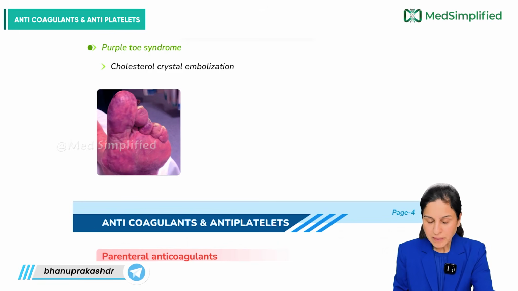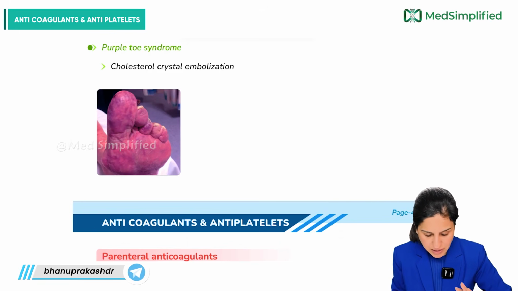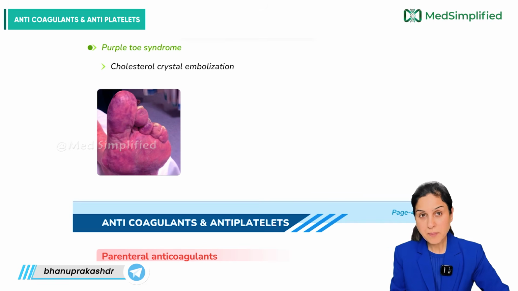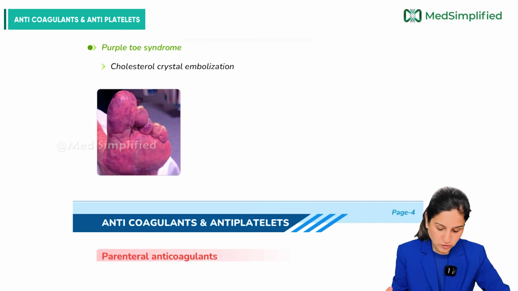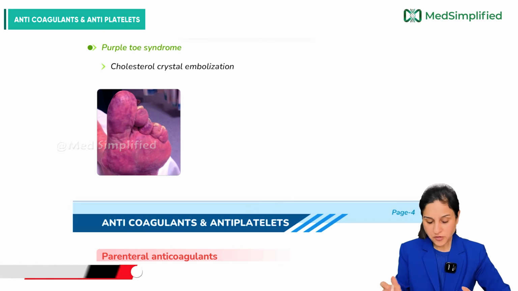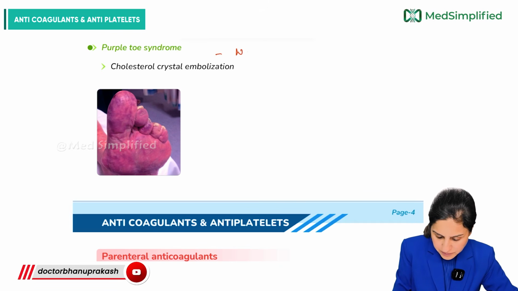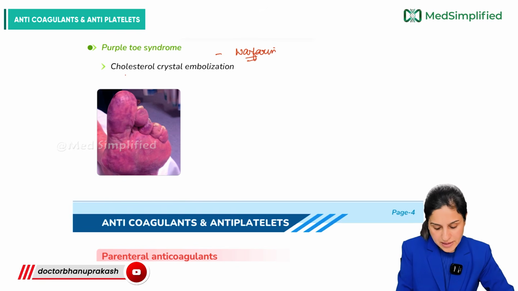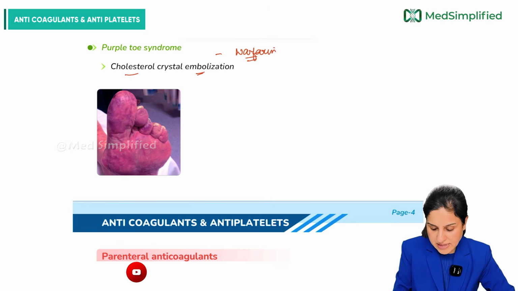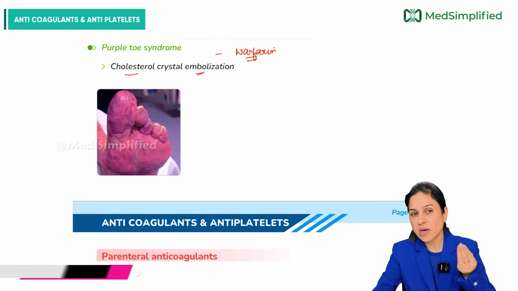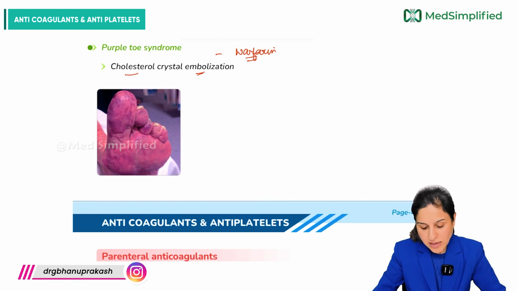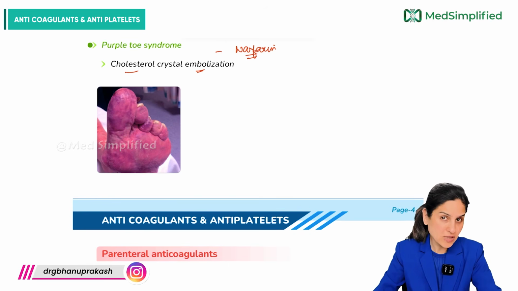Then another image-based question can be asked with this picture. What is this? This is a purple toe syndrome. Rather, it's a purple foot syndrome. Not only the toe, but the whole foot is involved. But the reason is different. Again, this is seen with warfarin, but the reason is cholesterol crystal embolization. These crystals usually dislodge and travel to smaller blood vessels. So this is the cholesterol crystal embolization that is seen.